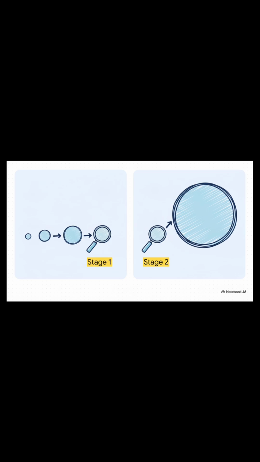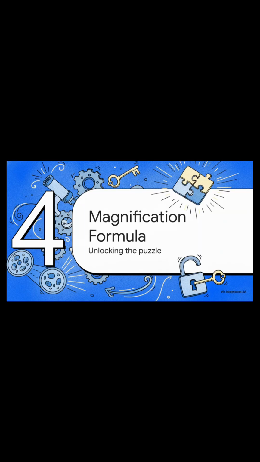Stage 1 is that objective lens down at the bottom. It grabs the tiny object and makes an initial magnified image right inside that 40 centimeter tube. Then stage 2 steps up. That's our eyepiece. It looks at that already magnified image and acts like a magnifying glass for it, blowing it up a second time before it ever even reaches our eye. So to find the total power of the whole shebang, you just multiply the power of stage 1 by the power of stage 2. Which brings us to section 4, the magnification formula.